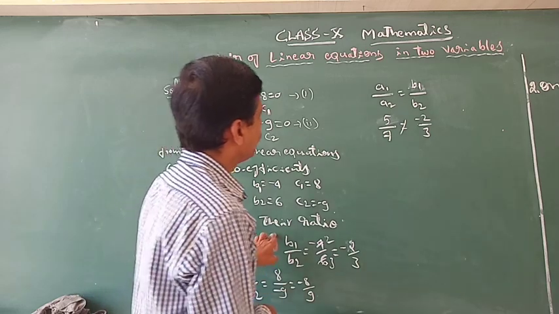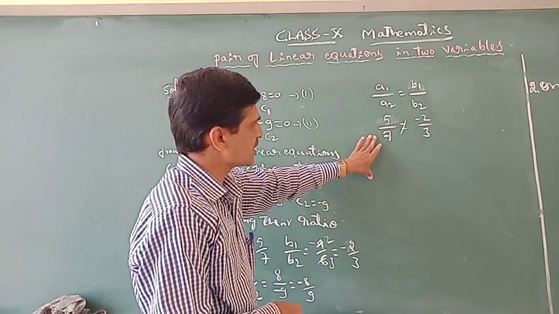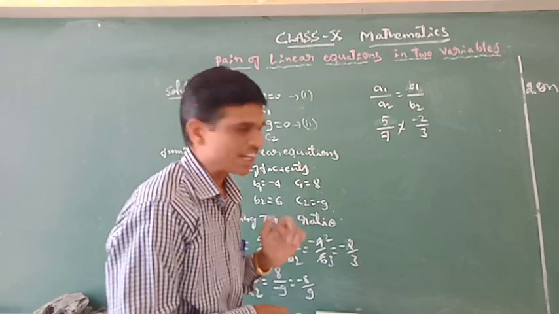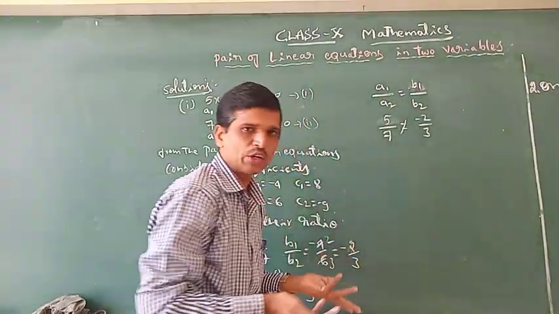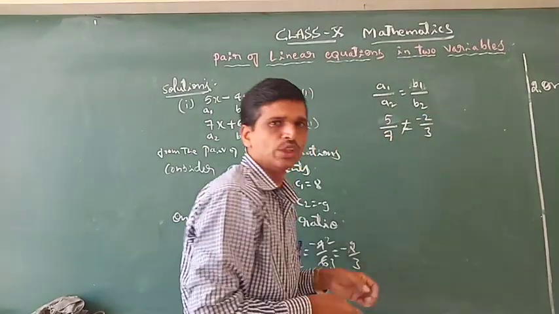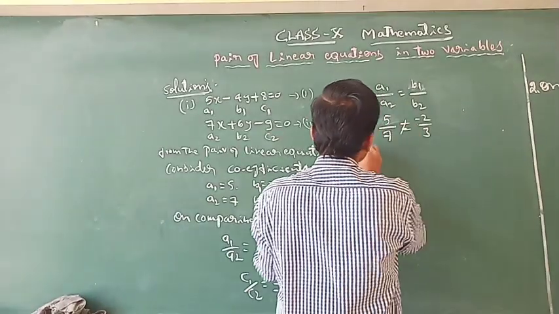Okay, so for coincident, intersecting as well as parallel lines, we should consider separate comparisons of the ratios. So that is why I took first A1 by A2 and B1 by B2. Whether they are equal? No, not equal here, because here it is 5 by 7, here it is -2 by 3 after reduced form. So here these are not equal.